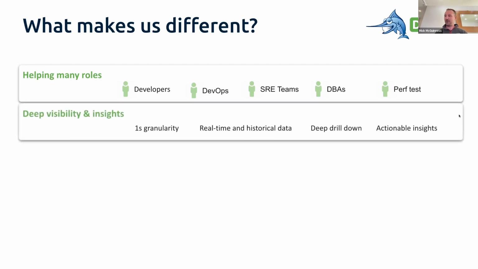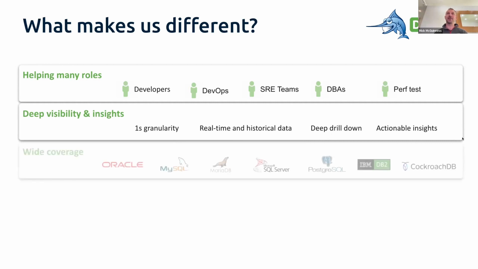As far as the visibility, we go beyond what a lot of the historical products do, in that we have 1 second granularity, we have real-time data, but we also look at longer-term trends as well. We can generally get to the root cause of database issues with a few clicks, and we give you some actionable insights, not just a bunch of charts, but we actually have some recommendations of how you can improve things.